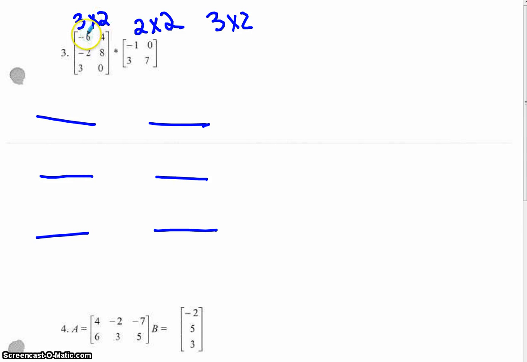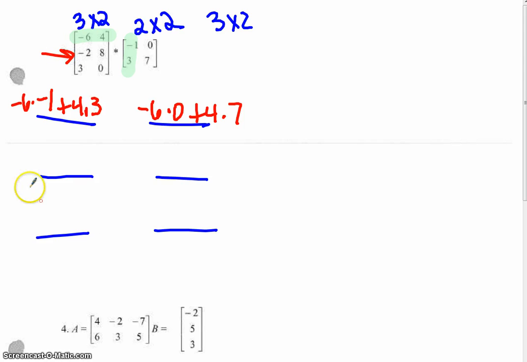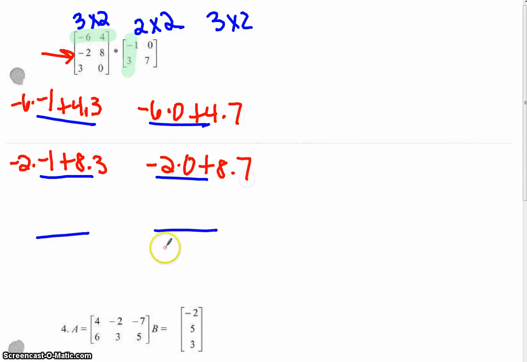So this time you're going to take row 1 times, I totally did that wrong. You're going to take row 1 times column 1. So that's negative 6 times negative 1 plus 4 times 3. And then that's negative 6 times 0 plus 4 times 7. So now you're going to use row 2. So negative 2 times negative 1 plus 8 times 3. Negative 2 times 0 plus 8 times 7.